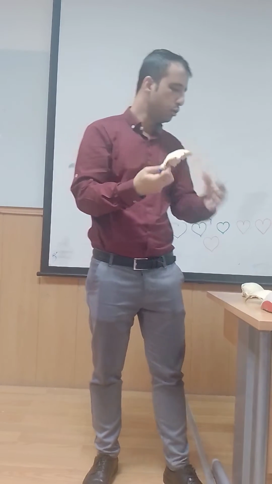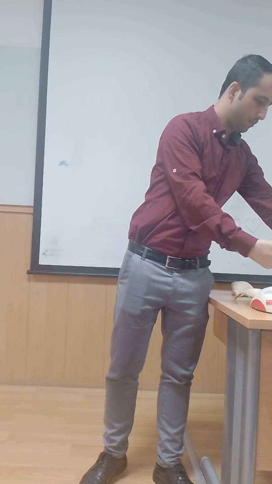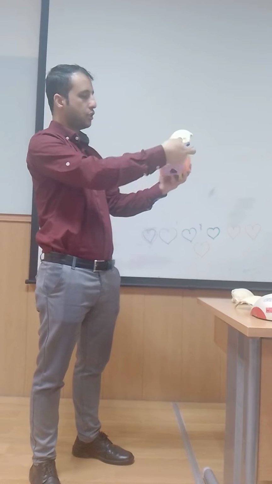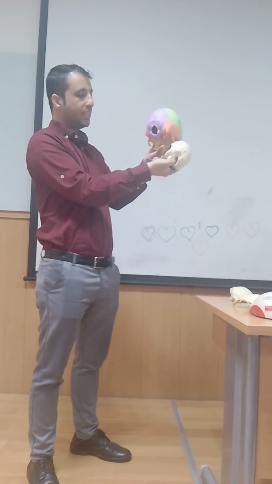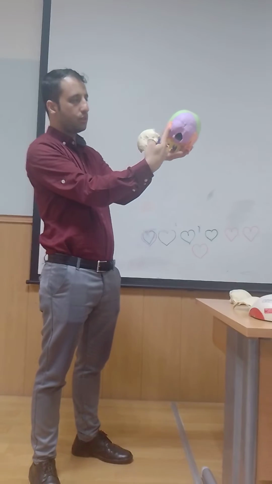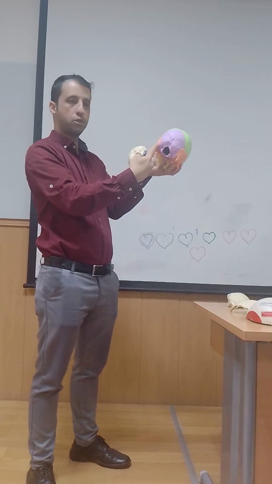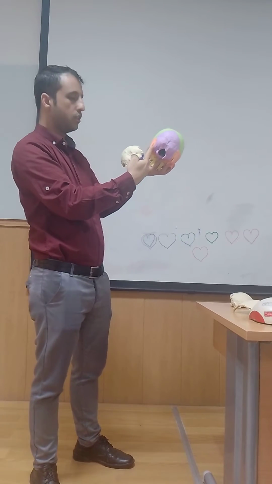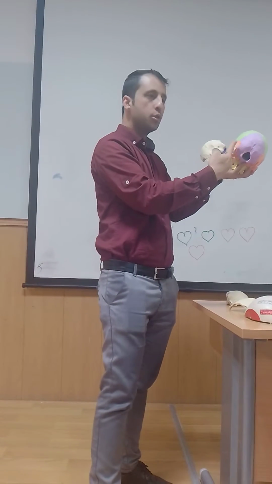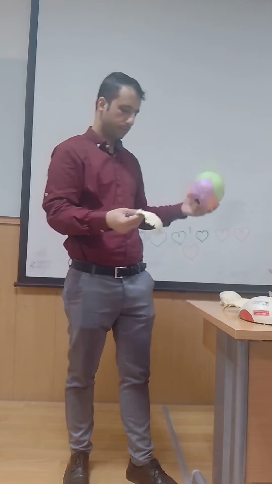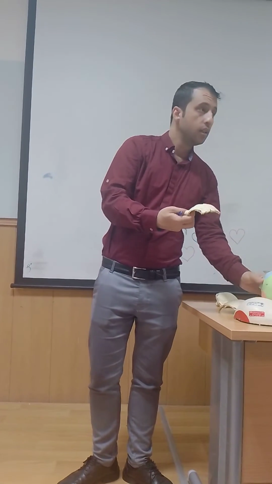Superior borders attached to parietal. See here. Inferior border attached to the mastoid part of temporal bone and makes a suture. What is the name of this suture? Occipitomastoid suture. Okay.